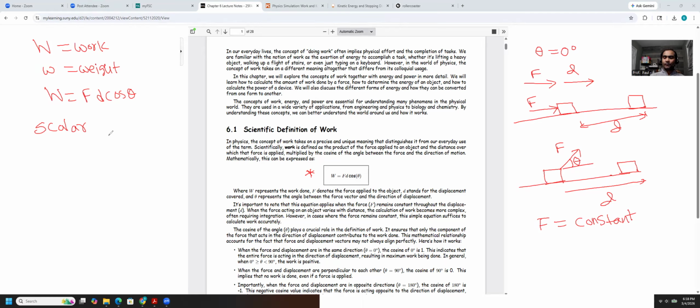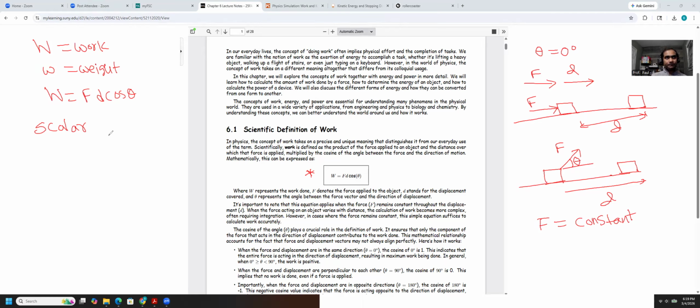Okay, now all the scalars you learned so far are always positive. For example, distance is always positive, right? Speed, always positive. Mass, always positive, right? So this is the first scalar in this course we are learning which can be positive and negative as well as zero.